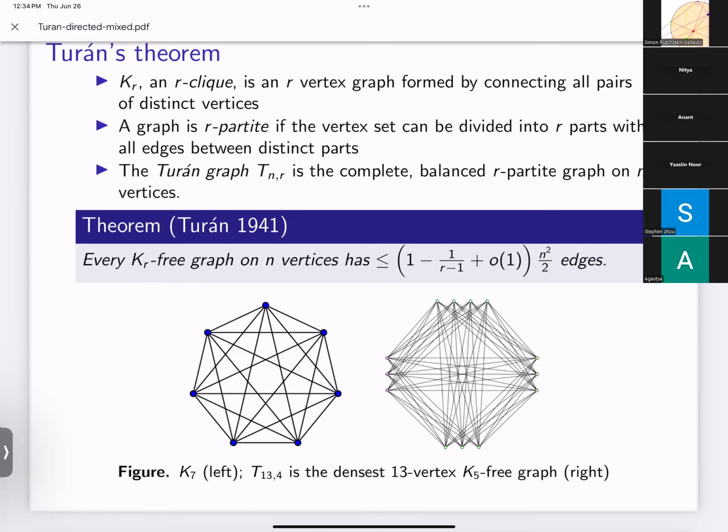Wait, how do we know Turán graphs exist for all n and r? Do they exist for all n and r? Yes, because we just do our best to balance. We might not be able to perfectly balance. You can see here that we have 4 vertices in one part and 3 in all the other parts. So balance just means as equal as possible, subject to constraints about integers. I see. Yes, other questions?